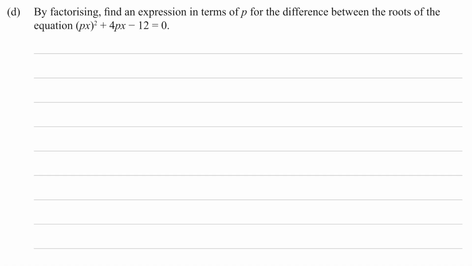We need to factorize and find an expression in terms of p, for the difference between the roots of this equation. Pretty easy, I hope. Okay, so we need to use factorizing. We can't just plug it into our calculator because we have this extra variable or unknown constant p.